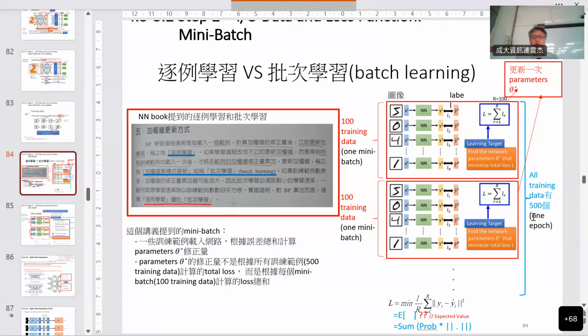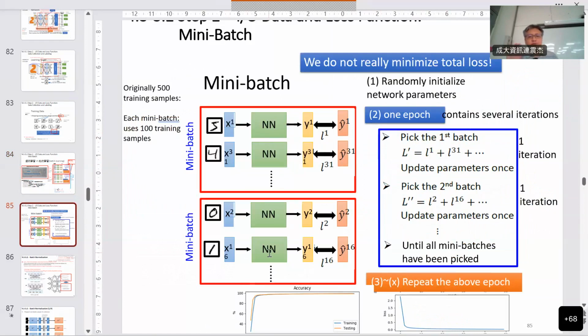In this case, suppose in total I have 500, and each mini batch has 100, so I have 5 mini batches. First of all, I would like to define the epoch. What's an epoch? Suppose I have 500 training data in total, and each mini batch has about 100 images, so we can divide it by 5 and have 5 mini batches. If you go through one run over the 5 mini batches, we call it one epoch. So one epoch means you go through all the training data.